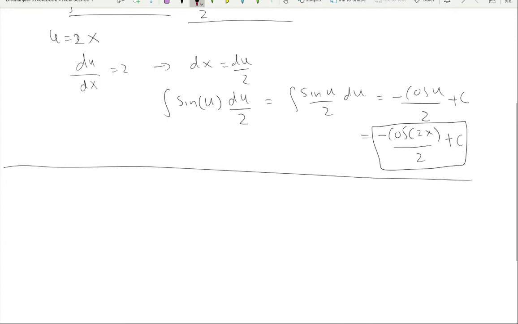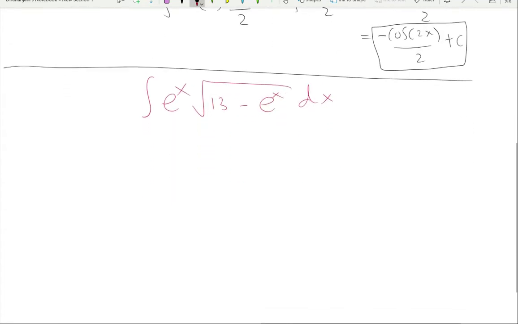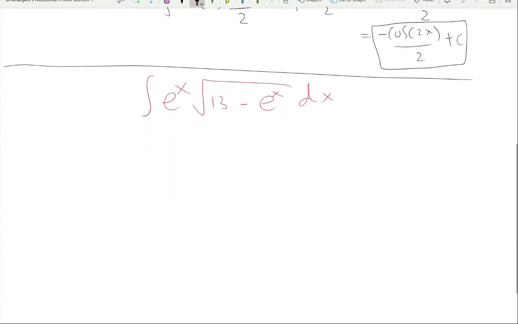Let's do the fifth one. We want to integrate e to the x times the square root of 13 minus e to the x. What is u? What is the inside function? Inside the square root you have 13 minus e to the x. So that is my u. Now what is its derivative? The derivative of 13 is 0.